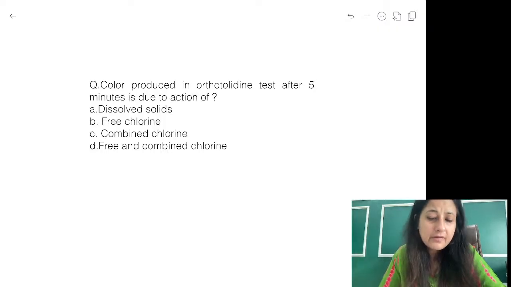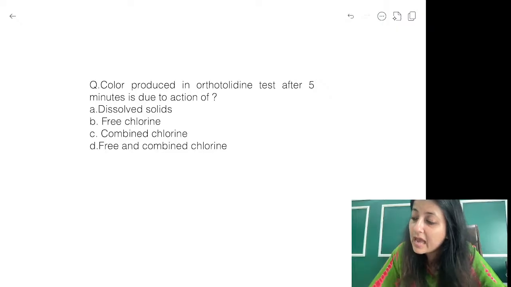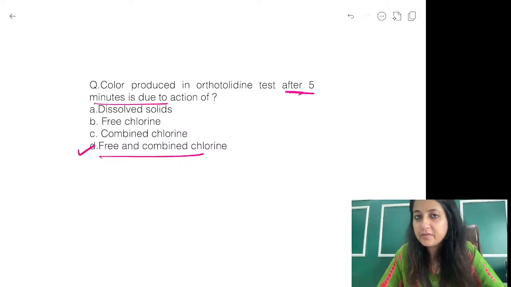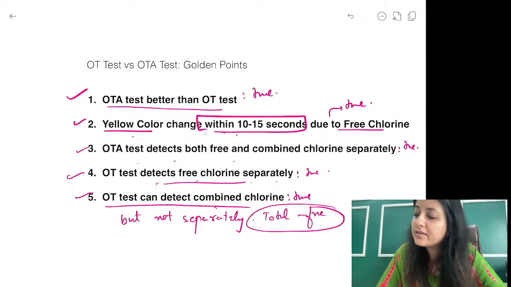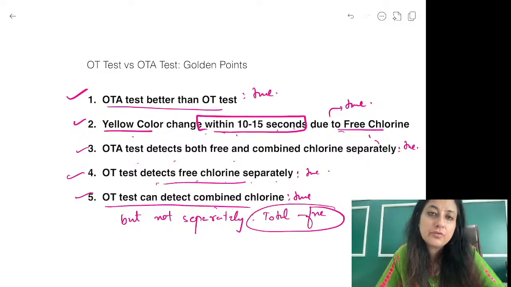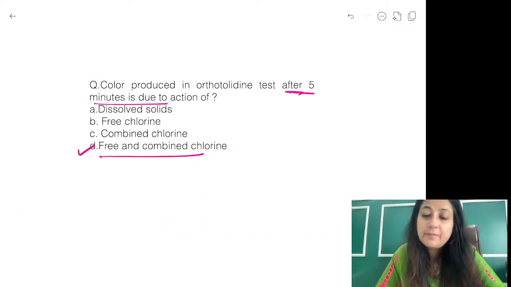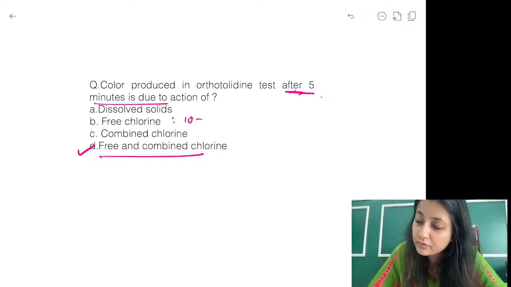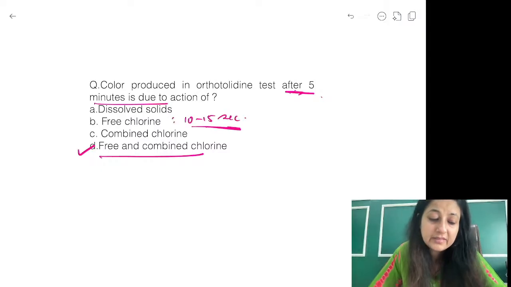What is your answer? Why are you writing B? After 5 minutes, it is due to both free and combined chlorine. Here what was written? Yellow change within 10 to 15 seconds is due to free chlorine. That is true. But here I am asking you color produced in OT test after 5 minutes. After 5 minutes is due to action of both free and combined chlorine. Free chlorine is only within first 10 to 15 seconds. Now did you understand the question?